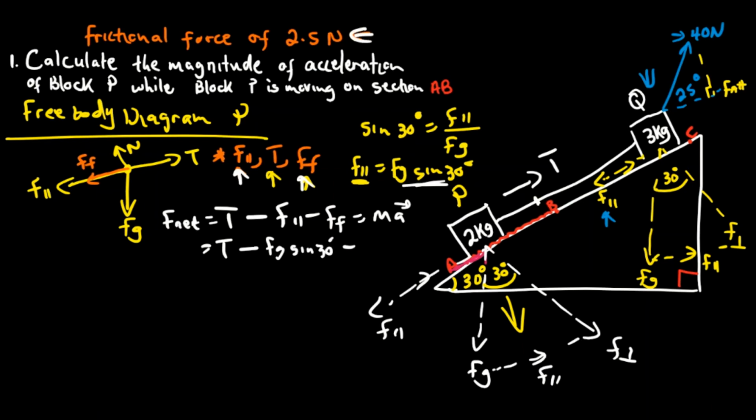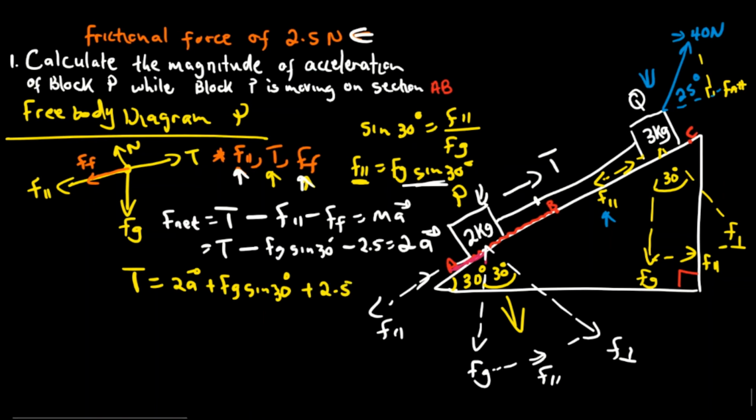We're given the frictional force here, which is 2.5. 2.5 is equal to the mass of P, which is 2 kilograms, multiplied by the acceleration. So let's write it properly. We're going to transpose this portion to the other side of the equation, so we have T equals 2a plus F_g sine 30 degrees plus 2.5. So this is equation 1.